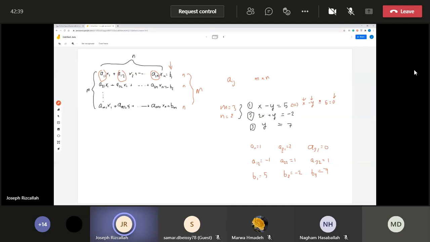To be homogeneous, the left-hand side should all contain the unknowns, x1, x2, x3, and so on, okay? And the right-hand side must be 0. Okay, keep this in mind, please.